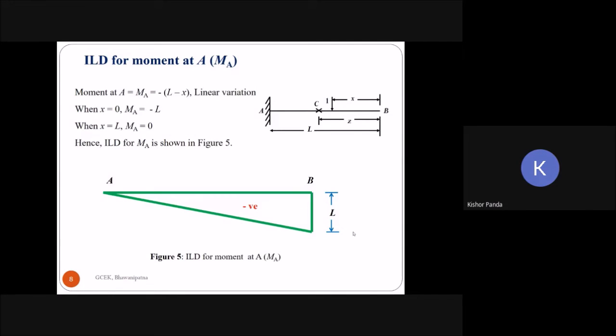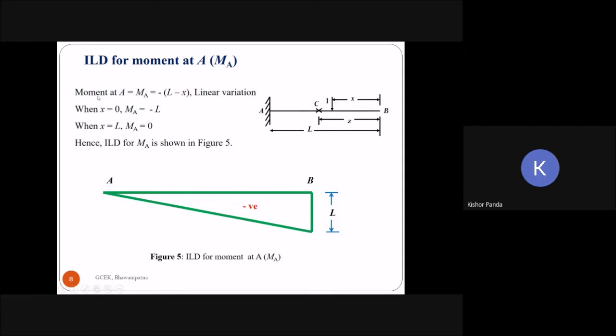Then here you have to draw the influence line diagram for moment at A. What is the moment at A? By considering this moment, you have to draw the influence line diagram. So this is the cantilever beam of length AB equal to L, and this is the point C, and this length is Z, and this is the unit load at a distance X from the free end B.